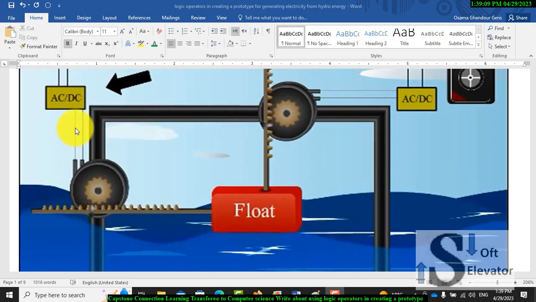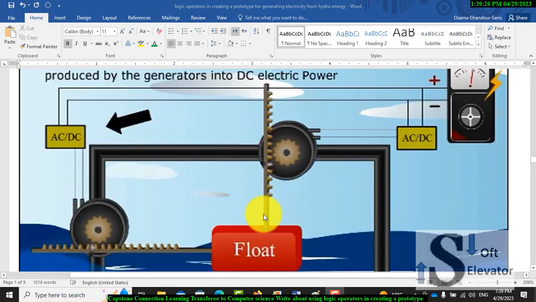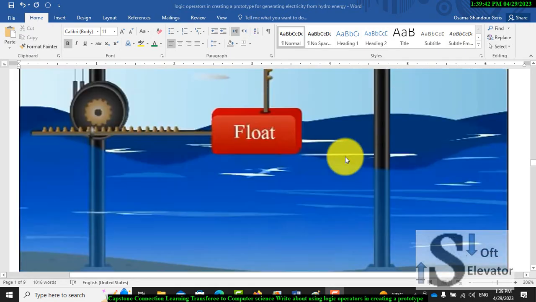So we have here mixed direction, so we are using all the movement of this float from left to right. This pulley is working up to down and rotates in both directions, and here up and down for the float, but the pulley is moving from left to right, and in both directions its rotation, and we convert this electricity from alternating energy to direct energy.